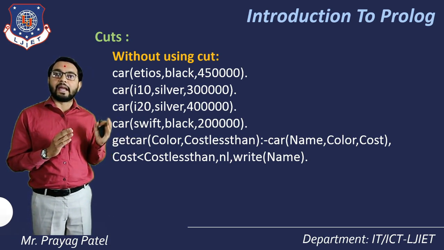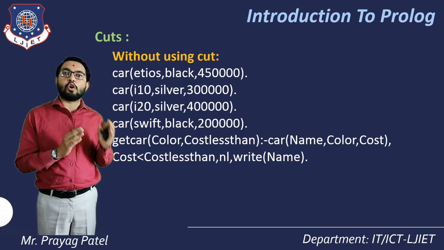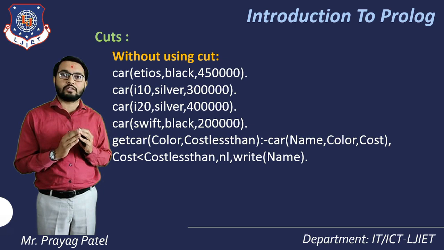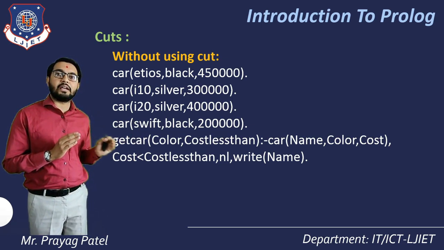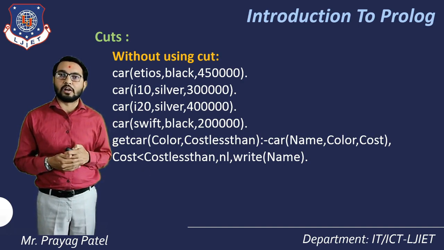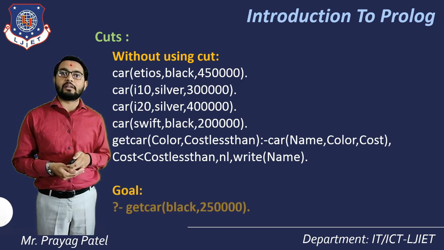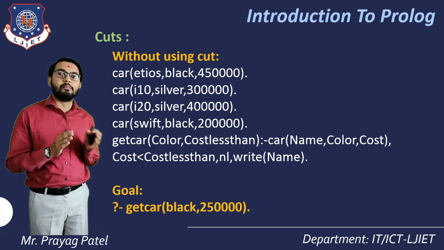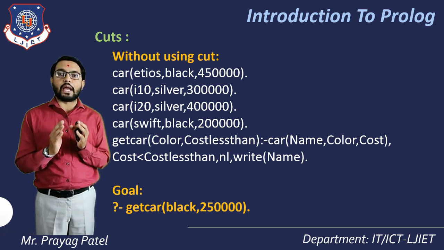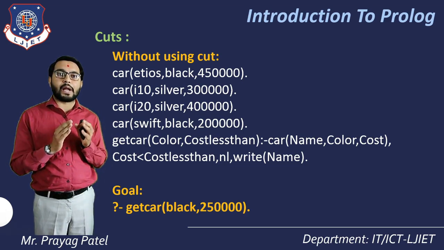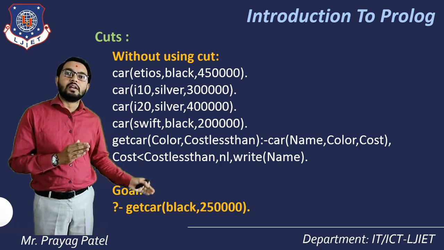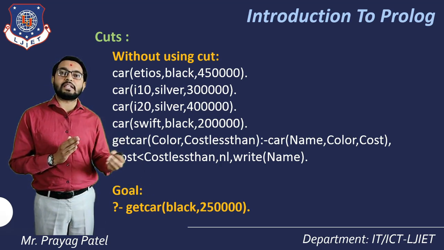Now next is get car color cost less than, then car name, color and cost, and cost less than, then a new line, write name. So this is your last command. Now what is the goal for it? The goal is get car black 2,50,000. So here we want to get the name of the car whose price is 2,50,000 or less and whose color is black. So find the name of the car.